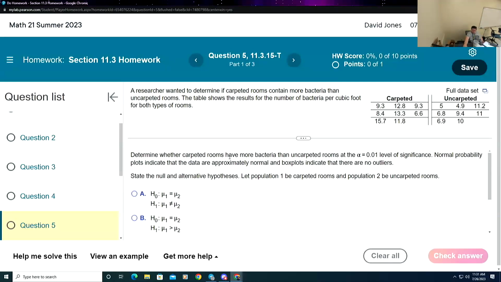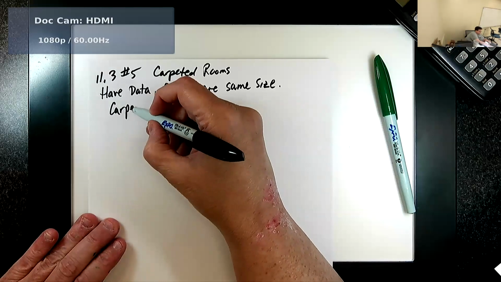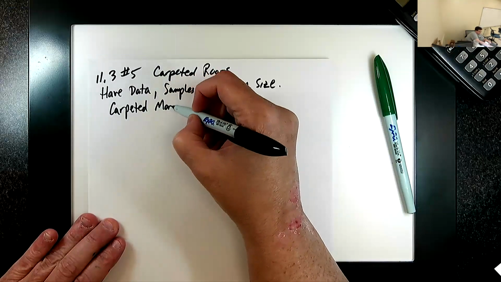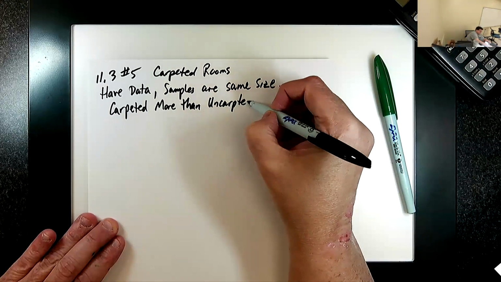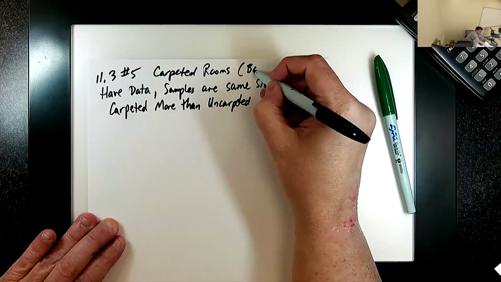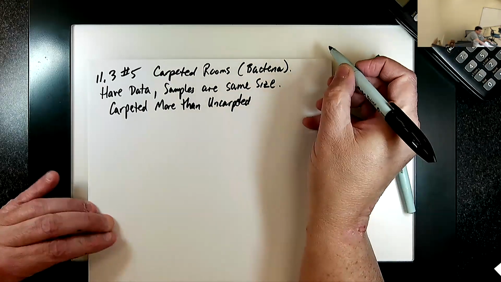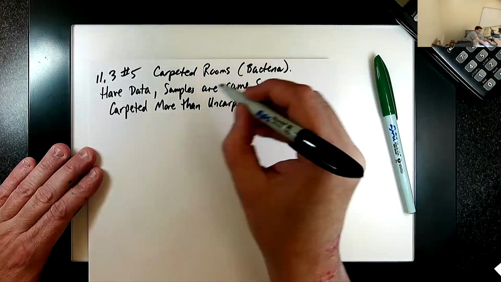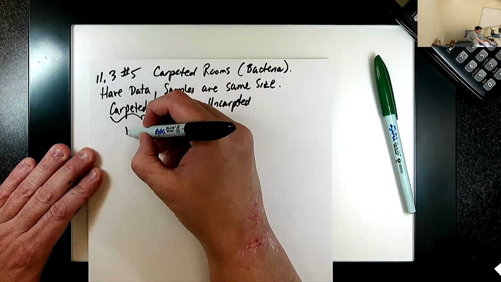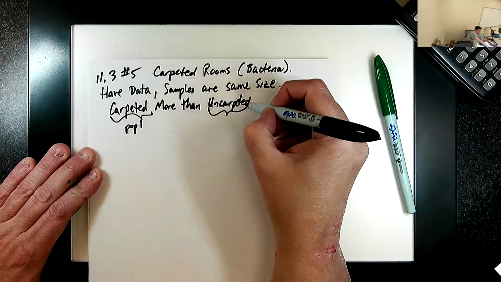So it says determine whether the carpeted rooms have more bacteria than uncarpeted. I'm going to write that down. Let's switch over to camera. Carpeted is more than uncarpeted. And it's talking about bacteria. And they say, let carpeted be population 1, and uncarpeted is population 2.